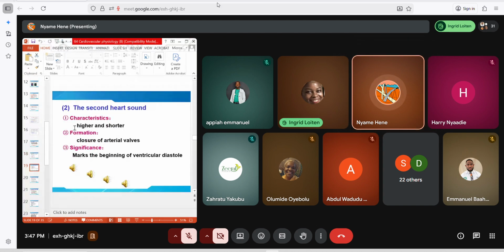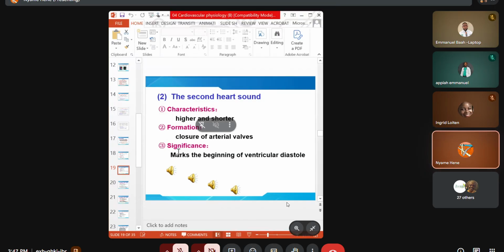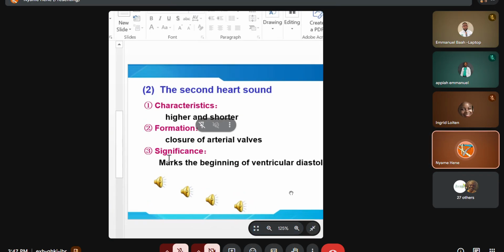Then we have the second heart sound. It is higher and shorter, the closure of the atrial valves. It marks the beginning of ventricular diastole. So when there's a diastole, you hear the second heart sound. So the lub-dub, lub-dub, lub-dub. The second one is the diastole.